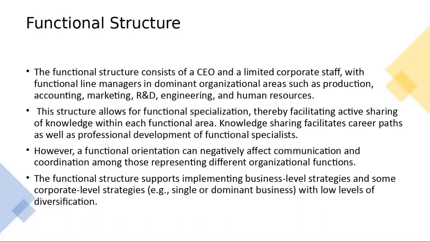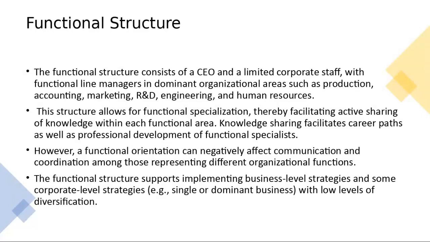However, a functional orientation can negatively affect communication and coordination among those representing different organizational functions. That's basically saying that the different departments may not communicate well with each other. So the functional structure supports implementing business level strategies and some corporate level strategies. So you can have a single business, or you can have a dominant business that invests in other types of businesses.